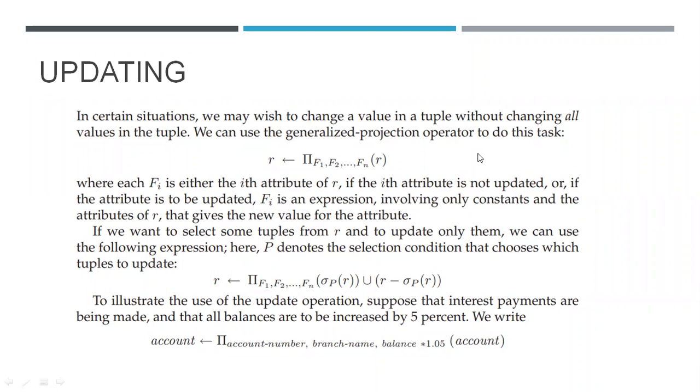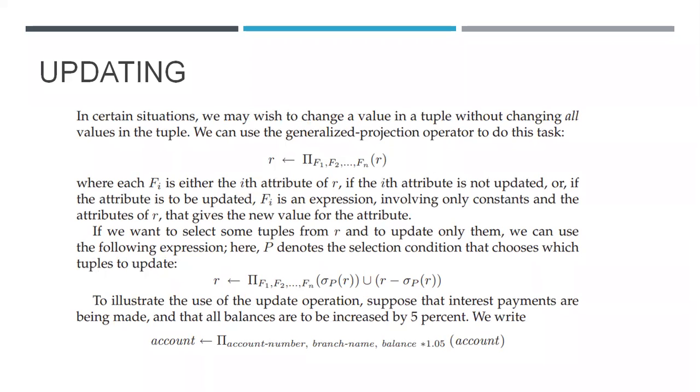Next is updating a record. In certain situations, we may wish to change a value in a tuple without changing all values in the tuple. So we can use the generalized projection operator to do this. We know the example wherein we have the name of the customer, account number of the customer, and balance. In some cases, we need to update the balance as some amount is withdrawn by the customer. So only one field is to be updated.